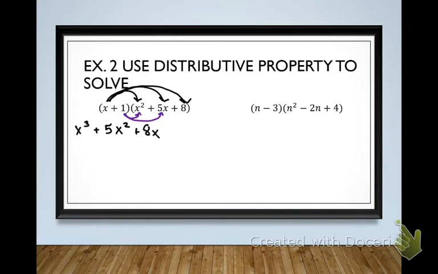Now I must distribute my second term into the trinomial. I've got to multiply that now. Okay? So what is 1 times x squared?